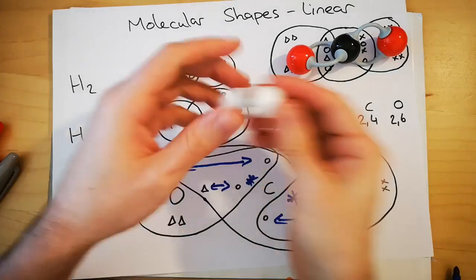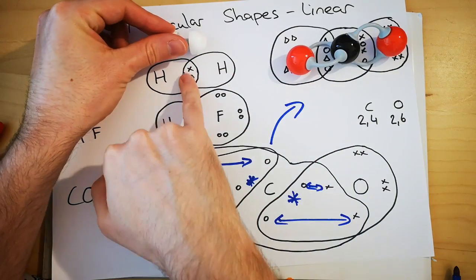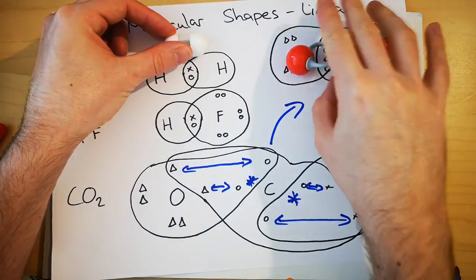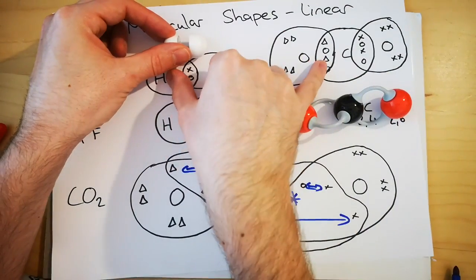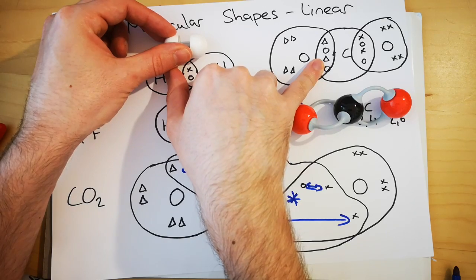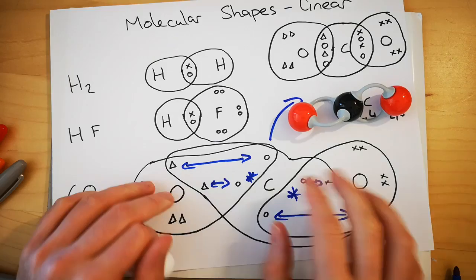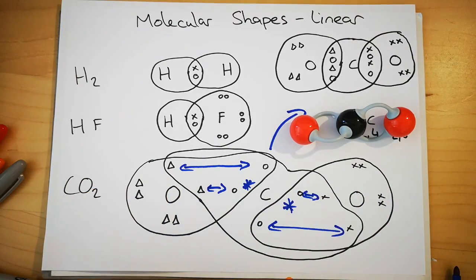If we remember back to the hydrogen, those two, the sharing of 2 electrons is a single bond. The sharing of 4 electrons here is a double bond. So each pair is a single bond. Now that is your linear molecules. The next one we'll move on to is our angular molecule.